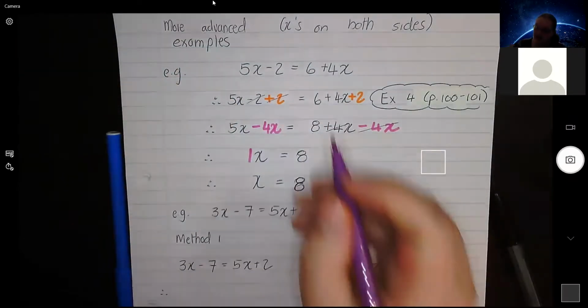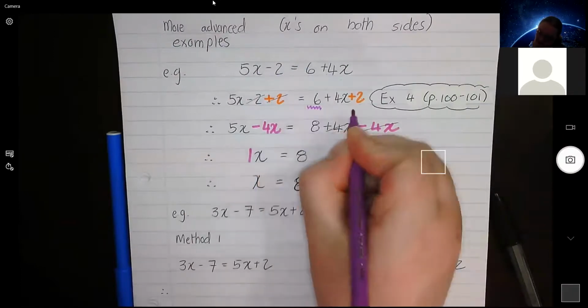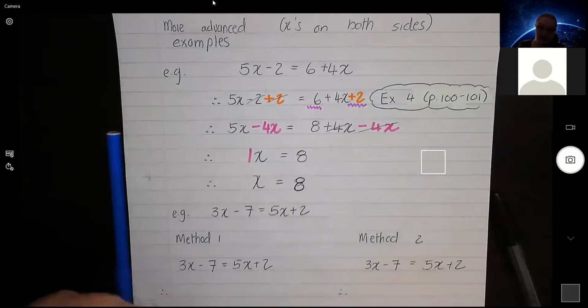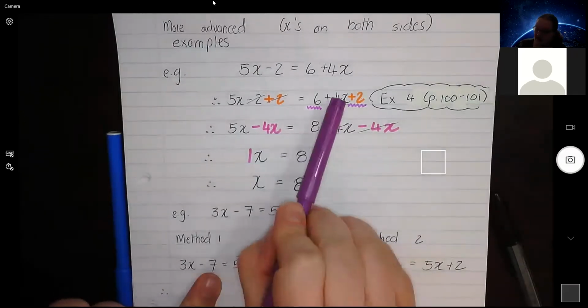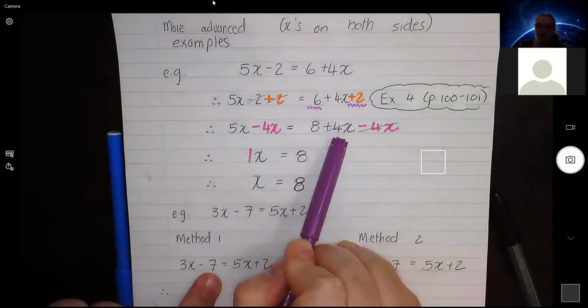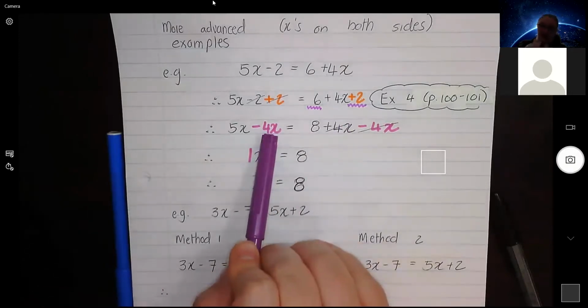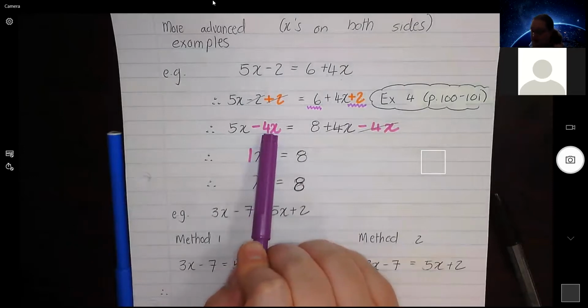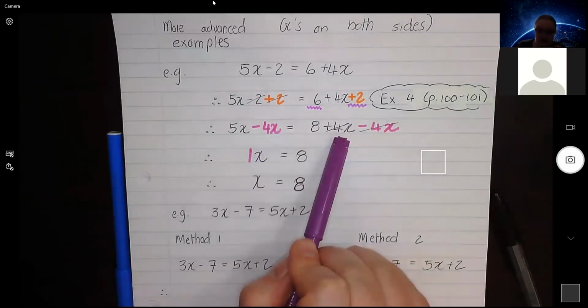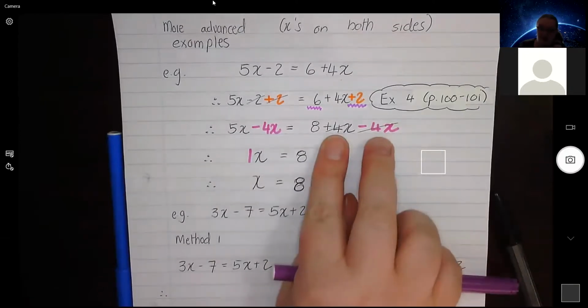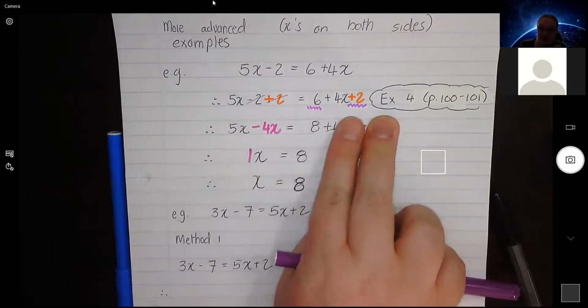And now I have like terms, 6 plus 2. So I'm going to simplify that, okay? And I have 8 and then plus 4x. But I don't want the 4x on this side. I want it on that side. To do that, I'm going to get rid of it on this side. I'm going to say minus 4x, because 4x and negative 4x will cancel out.